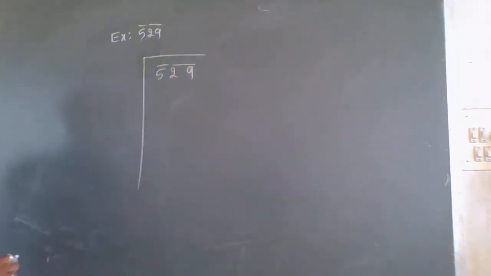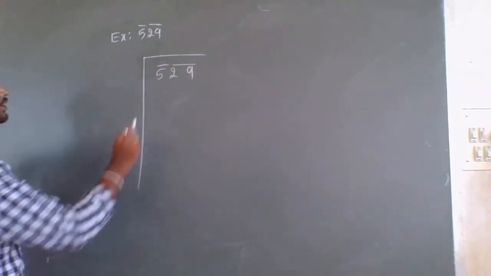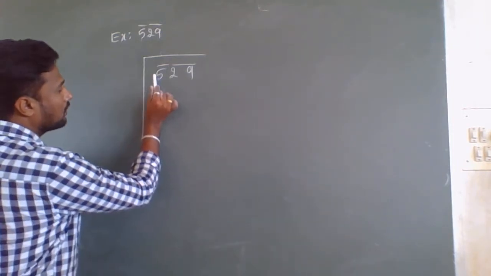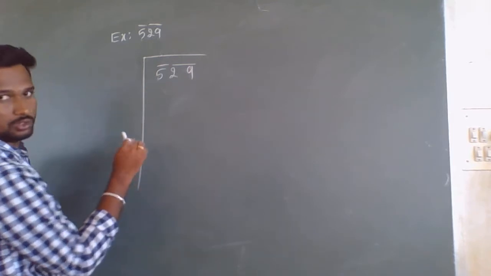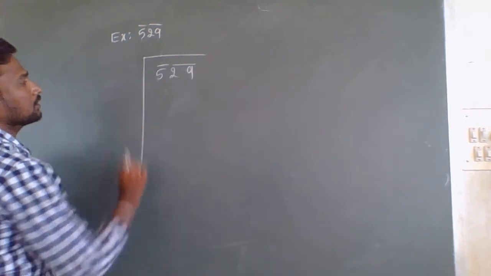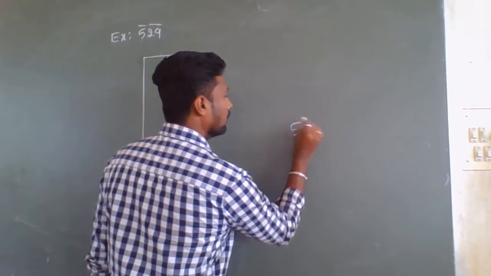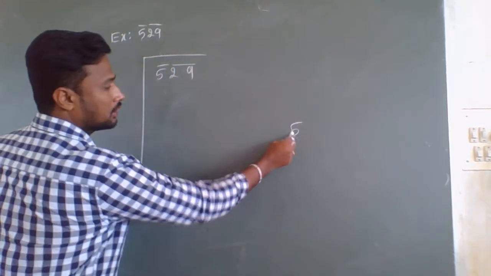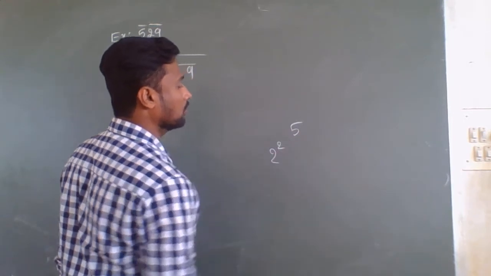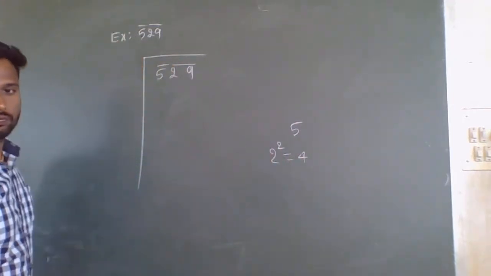Okay. So here in the first group only one digit is there, so I should consider only 5. Listen carefully. Now by considering this 5, we should consider a perfect square number. First 2 square, means 2 into 2. What will you get? 4, which is 1 less than 5.